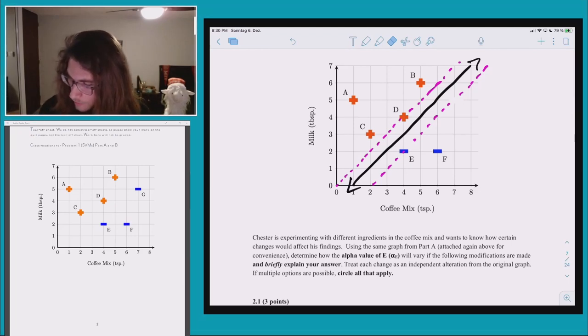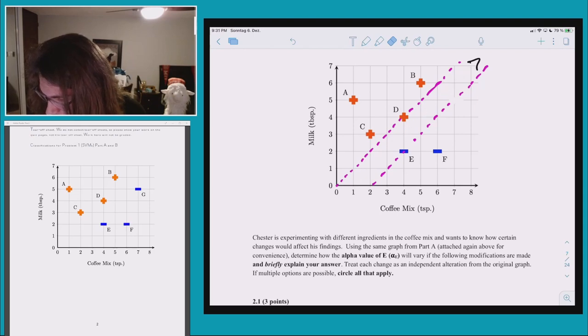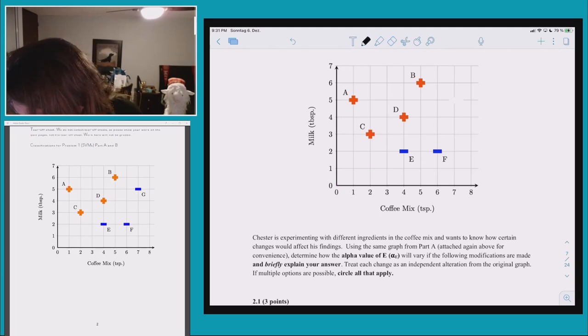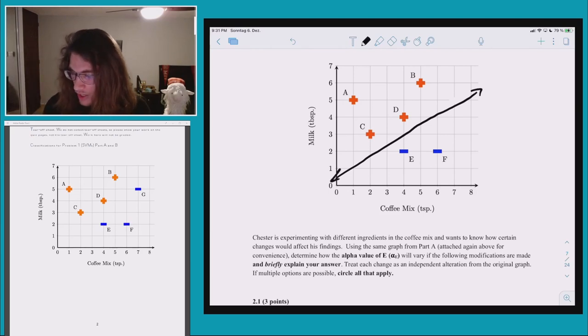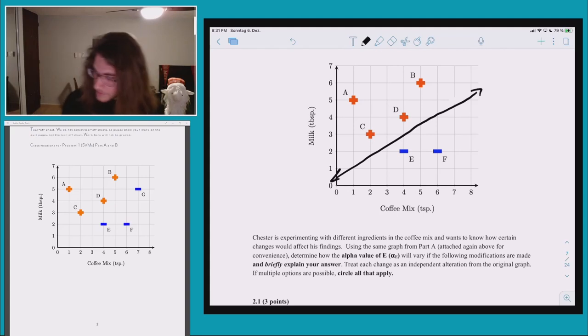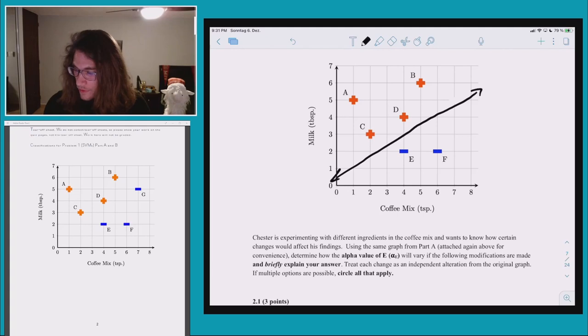So I whited out alpha G, and I'm just going to delete the decision boundary, because this is the new decision boundary, more or less. So the decision boundary actually changes. And that was the tricky part of this question.